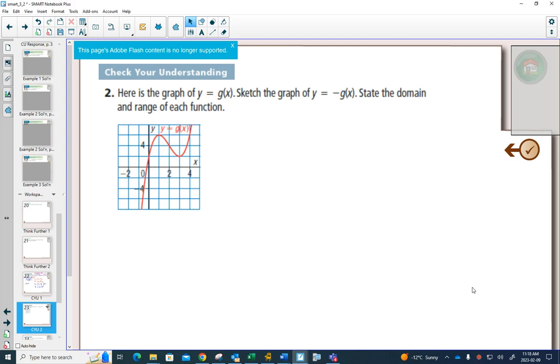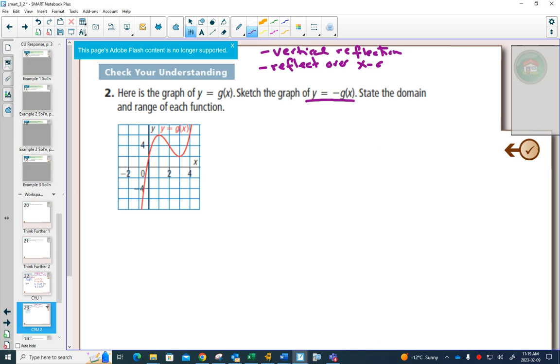So example 2, here, and I'm going to underline this again, we're going to do the same thing that we did last time. This time, they gave it to us in the function notation. They said, sketch the graph of y equals negative g of x. That negative is outside the function. Outside affects things vertically. So when I see that, my brain tells me vertical reflection. That would reflect things over the x-axis.